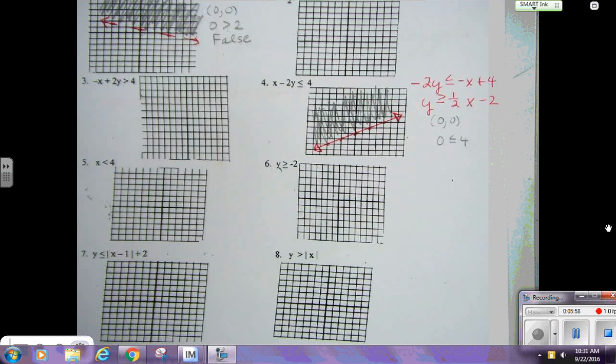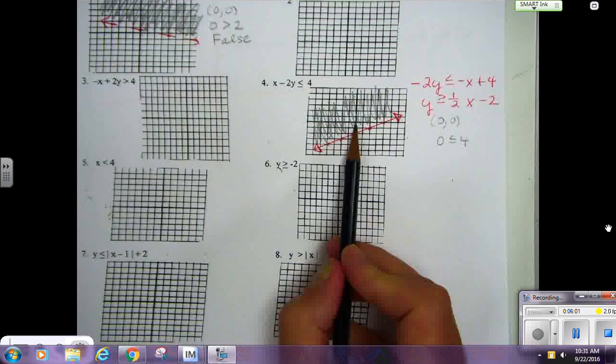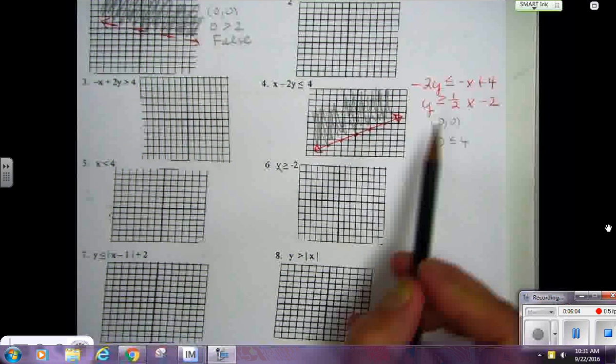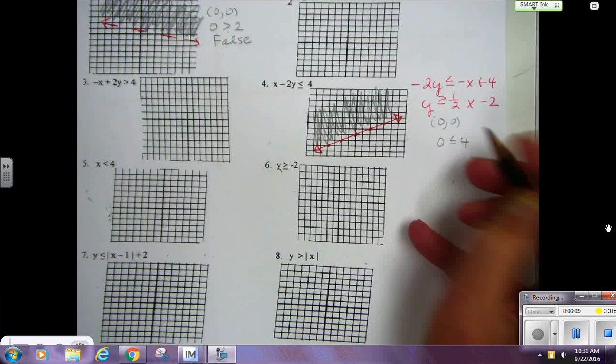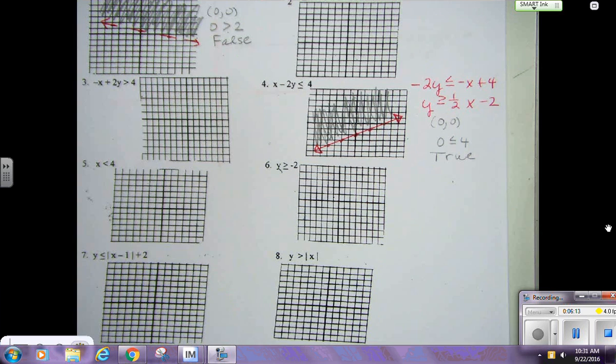Okay, so here's 0, 0. I plugged 0, 0 into the inequality, and it made a true statement. Wait, so you put it into the original? Yeah, I put it into the original problem. So since that 0, 0 made a true statement, I shaded where that point is on the graph.